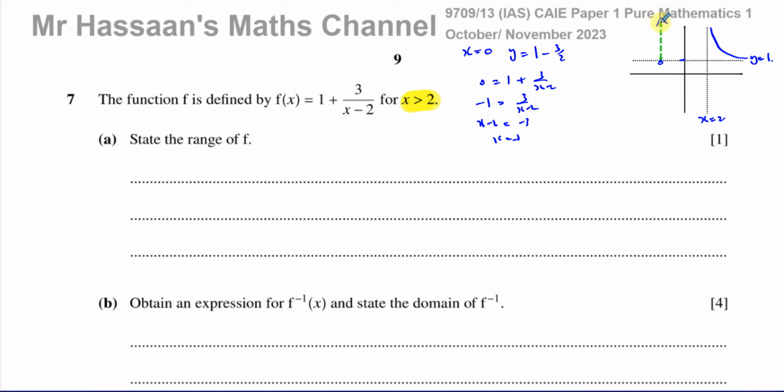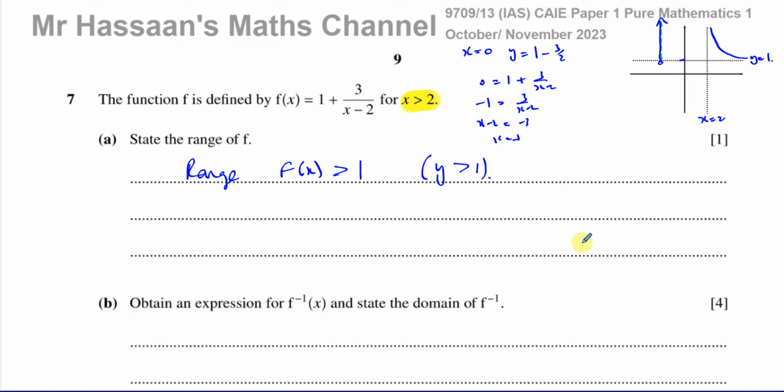Okay, so we can say the range of the function is f of x is greater than 1, or we can say y is greater than 1. We don't say x, we say y. We're talking about the y values. So that's how you can think about this by doing the sketch, which is not really that necessary for this particular question. It's quite easy.